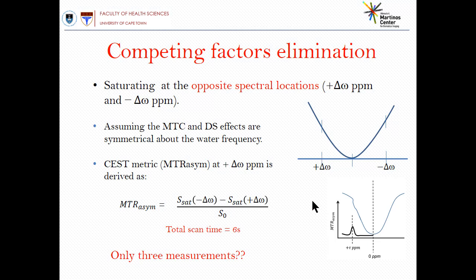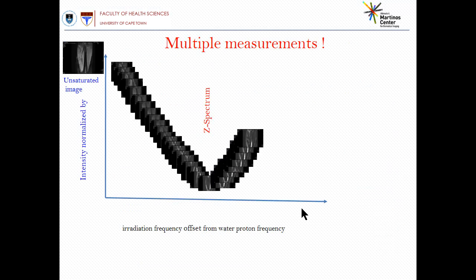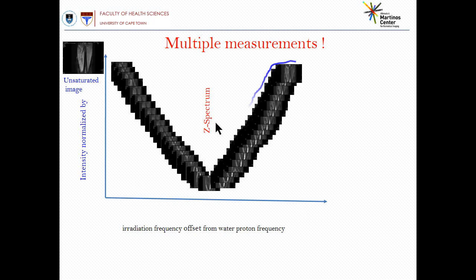But these molecules don't have a specific resonance frequency. Rather, they will occur at a range of resonance frequencies, so we need to acquire multiple measurements. By acquiring multiple measurements, by applying different saturation pulses, we can acquire the Z spectrum, and a dip on the Z spectrum or a peak on the MTR asymmetry curve will give us a detection of a molecule. You can say some molecule at this resonance frequency is detected.